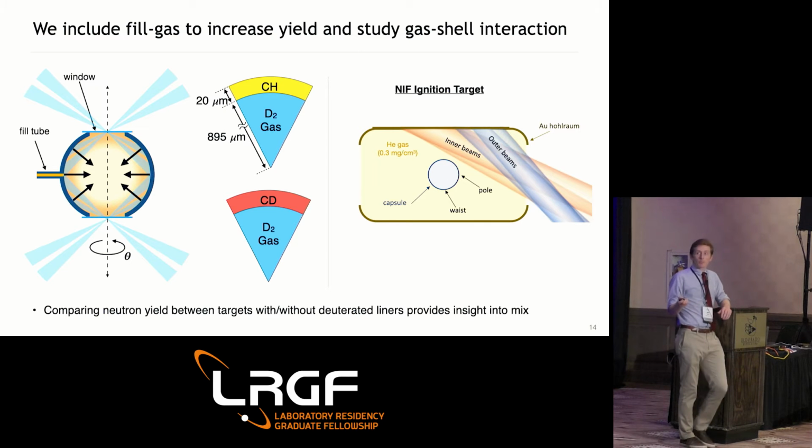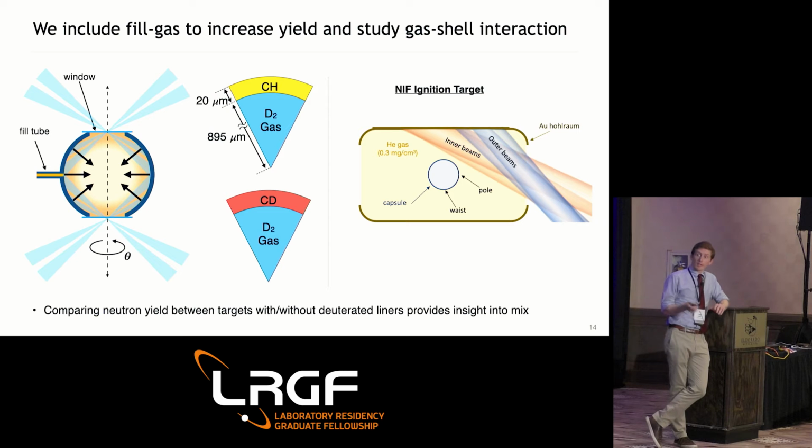So what's going to happen is when this sort of compression happens, some amount of shell material is going to mix into that gas and reach that hotspot while stagnation occurs. If that shell material is deuterium, it's going to contribute to that neutron yield. But if it's non-reactive hydrogen, it won't. So by comparing the total yield of the 2 targets, you're going to get a measure of the amount of mix that's occurring in this system. And that's what we're going to look at.